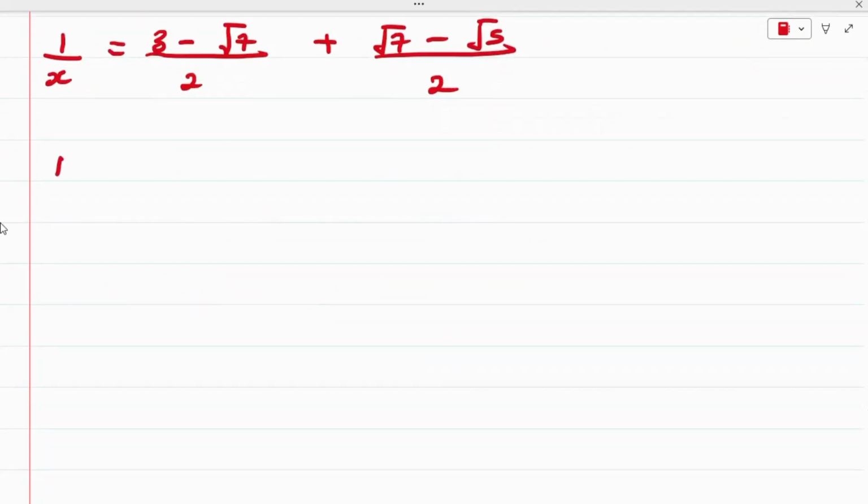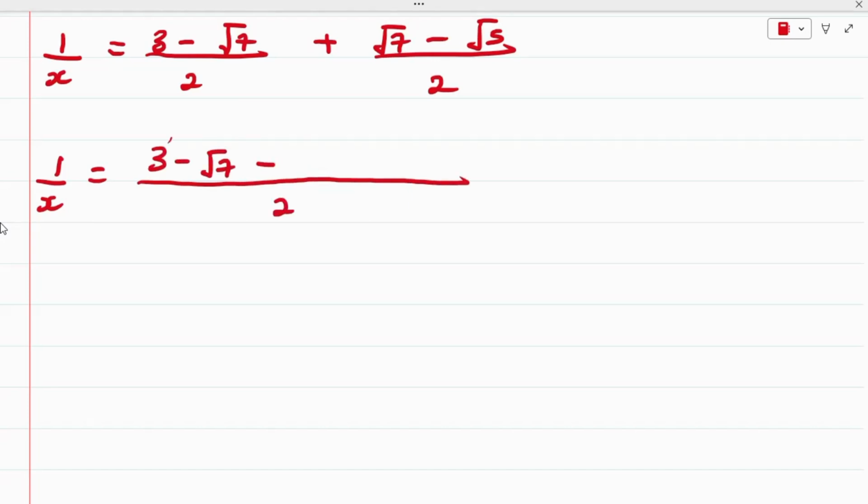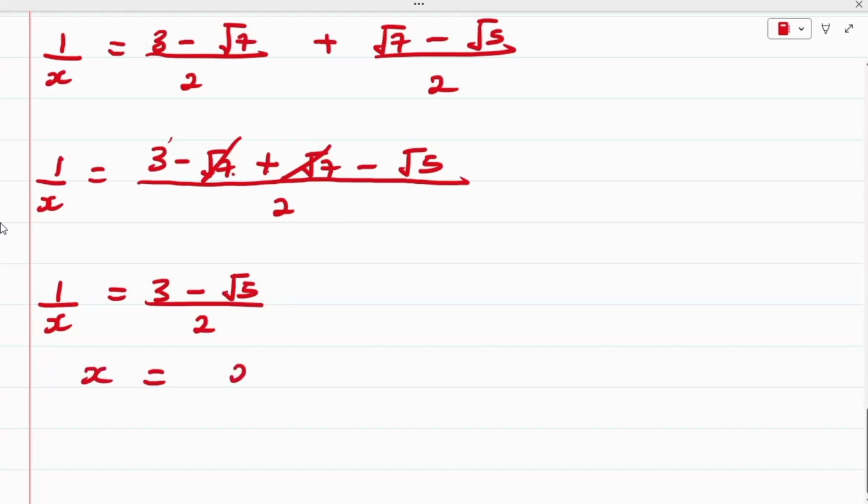So from here we have 1 over x is equal to, now we have the same denominator, so the LCM there is 2. Writing this, we have 3 minus the root of 7 plus the root of 7 minus the root of 5. The minus root 7 plus root 7 cancel out. So we have 1 over x is equal to 3 minus the root of 5 divided by 2. Taking the inverse of this, we have x is equal to 2 divided by 3 minus the root of 5.